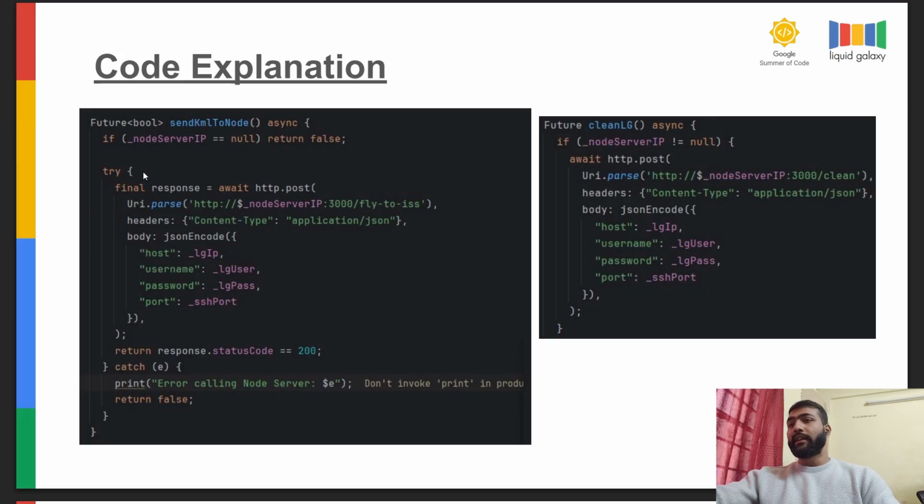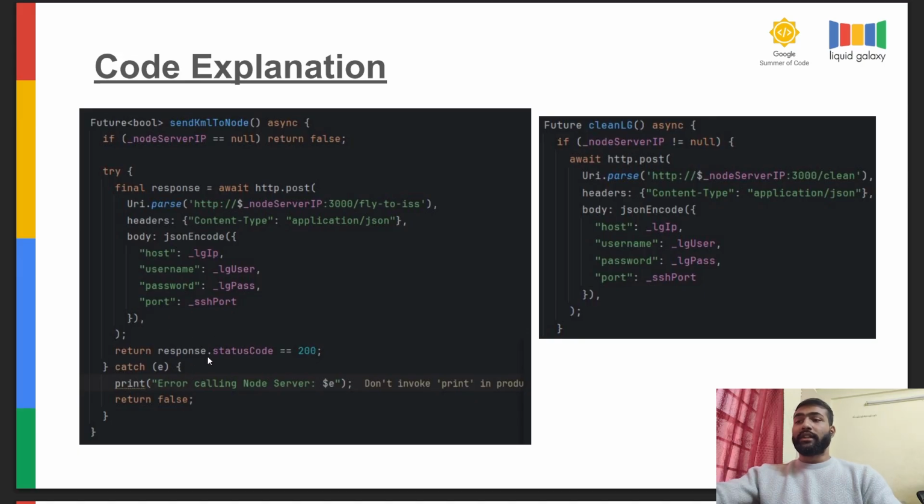Then in the try case, we are using a response as an HTTP request, since it is an API, so we are working on the response. If the node server API on port 3000 is available, we use the fly to ISS function, and it will get called and posted to the node server. Its body includes host, username, password, and port. So it will get connected to the SSH. We will see that later on.